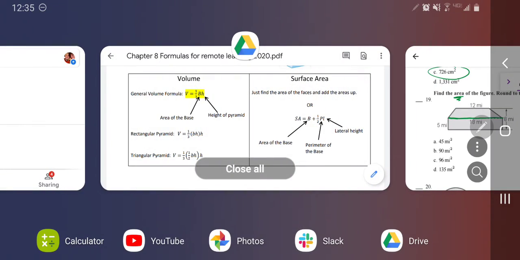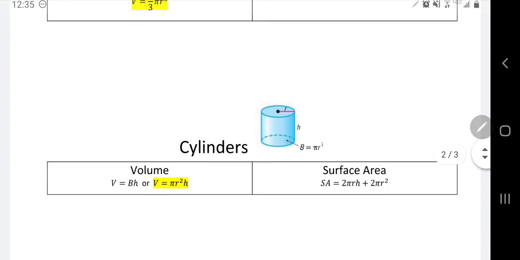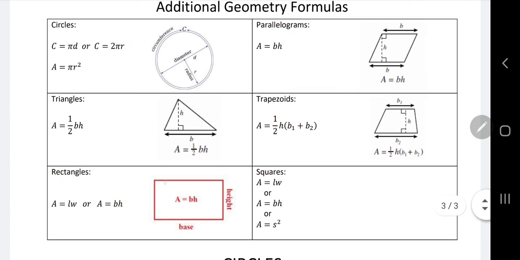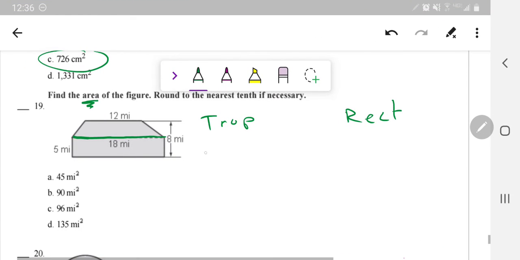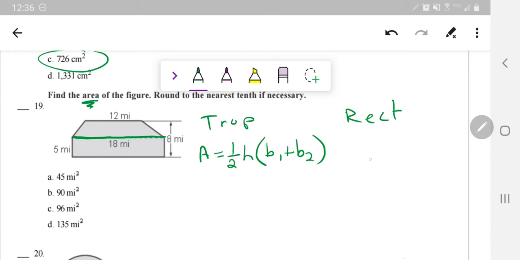Now I'm going to go to my formula sheet. I'm going to go down to my 2-dimensional shapes at the bottom. I have my trapezoid over on the right, second one down, and I can either use rectangle or a parallelogram formula, but we already know that one, so I'm just checking on the trapezoid. All right, trapezoid. The area equals 1/2 the height times the quantity of B1 plus B2. And the area of the rectangle is just going to be BH.